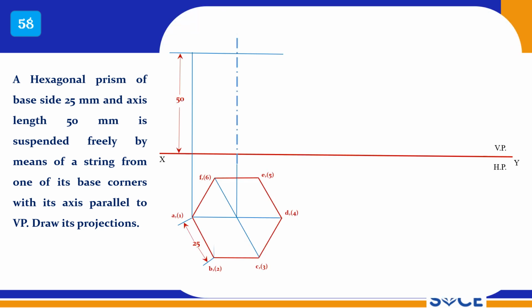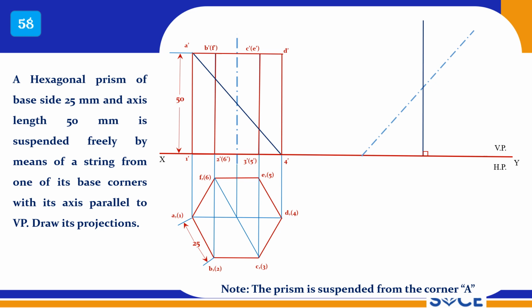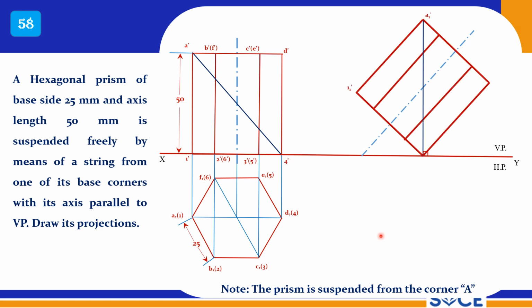So you can draw this simple front view and top view, right? From any corner you can suspend it. So this is how you should draw, right? This is a freely suspended problem, right? It is exactly half, right? You draw this line, it is like a diagonal vertical, right? It is very similar to diagonal vertical. That way you can consider and complete this problem.